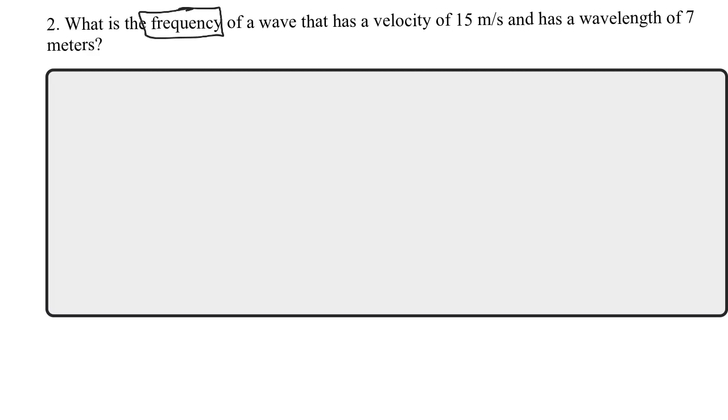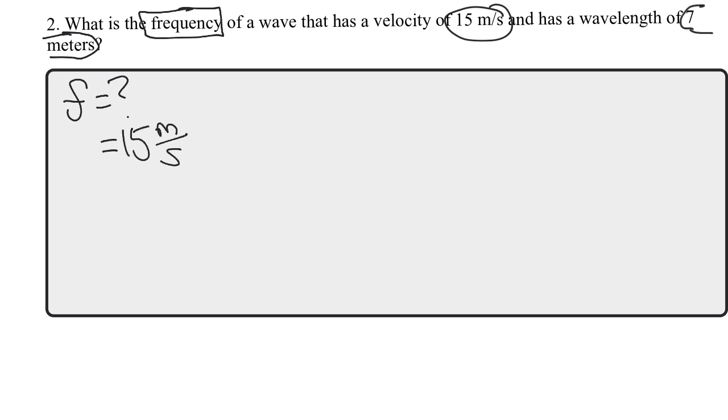What is the frequency of a wave that has a velocity of 15 meters per second and a wavelength of 7 meters? Sorry, I could have written that more nicely. Okay, so frequency has the variable f, so f equals question mark. My trick is looking at the units: meters per second, looking at my table of friends and saying, oh, that matches up with the variable v. And then my wavelength of 7 meters has the variable lambda.